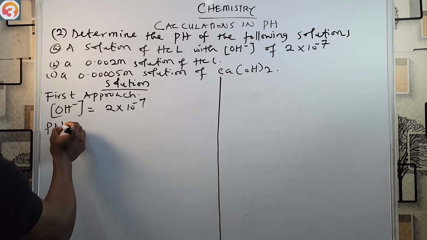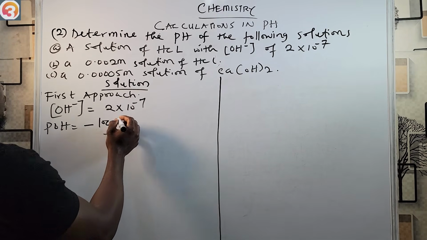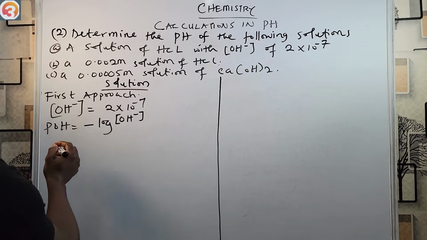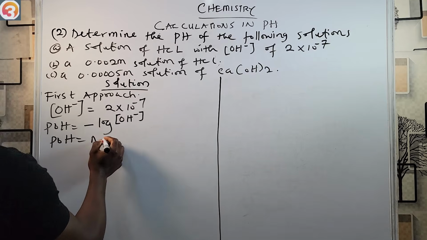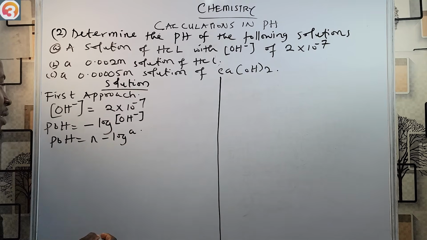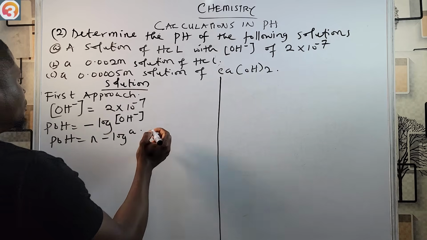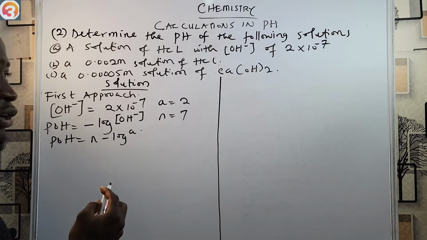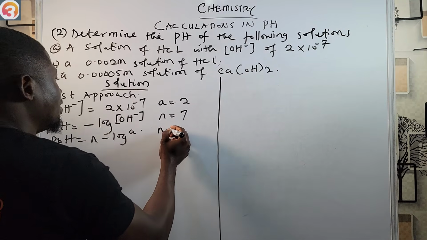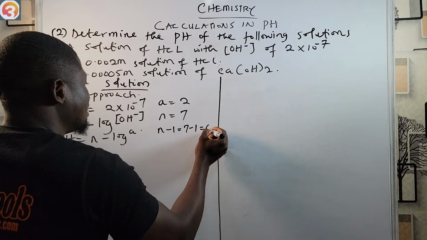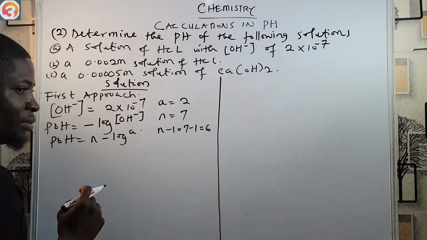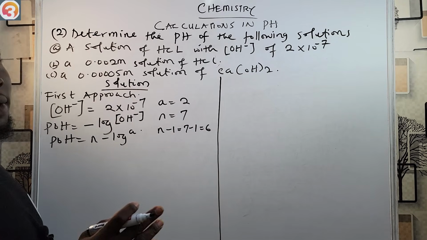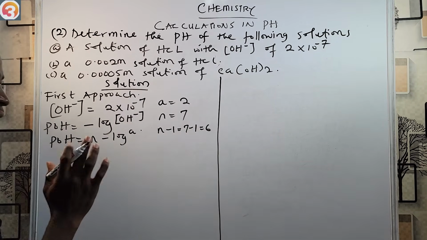Then we can look for the pOH. pOH is the negative logarithm of the hydroxide ion concentration. You see the same thing. That means pOH is also equal to N minus log A. So what is A? A is 2. N is 7. Obviously, you already know that from here, our N minus 1 will be equal to 7 minus 1, which is 6. That means our pH is between 6 and 7. Whatever answer we should have should be between 6 and 7, should not be less than, should not be greater than. So this will serve as a guide for us.